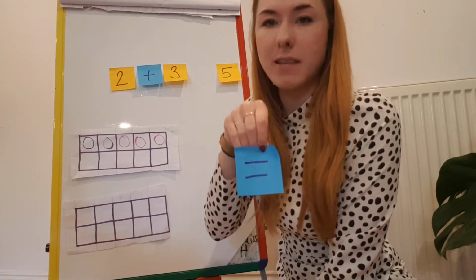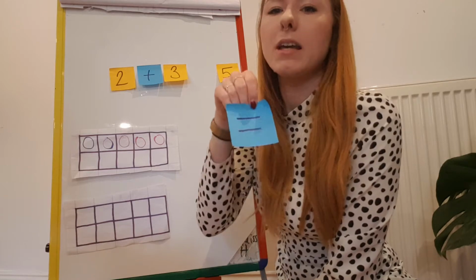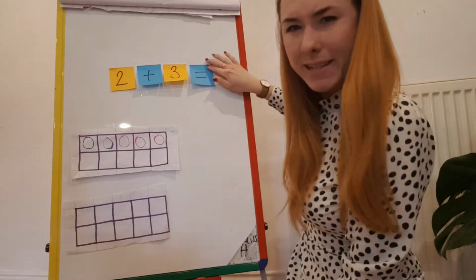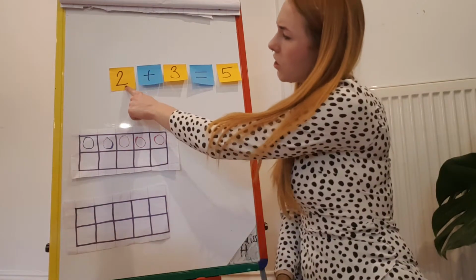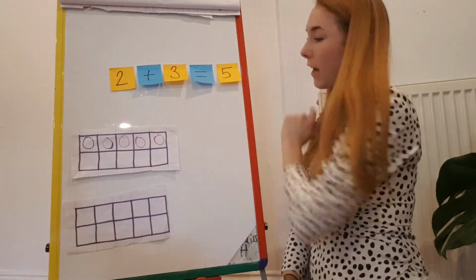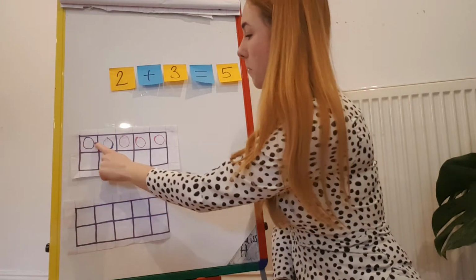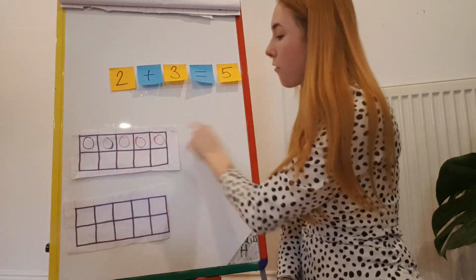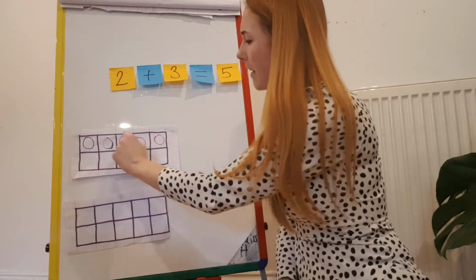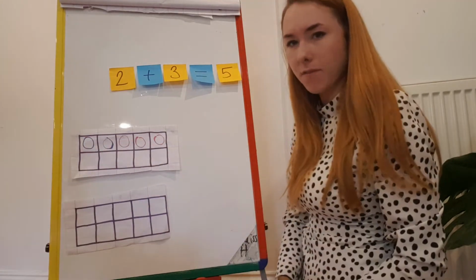Equals means the same as. Try it. Equals means the same as. So, what this number sentence is actually saying is 2 add 3 is the same as 5. And we know that that is true because we've got 5 here. Our top row is totally filled, so I know that there is 5. So 2 and 3 is the same as 5.